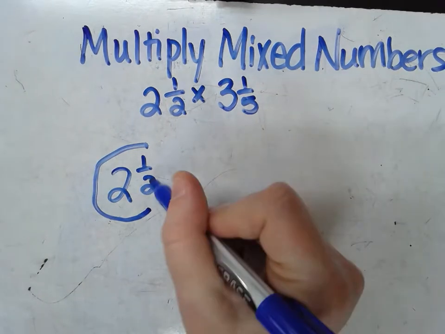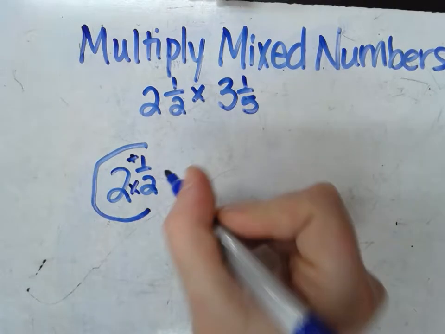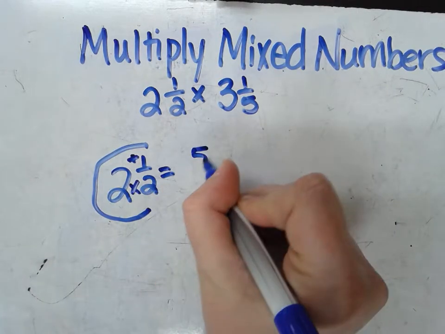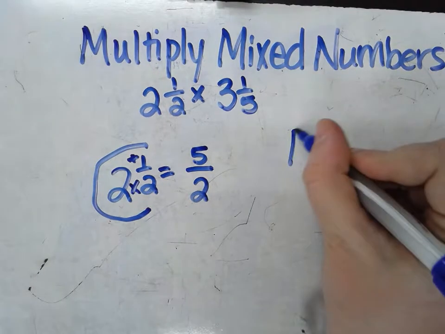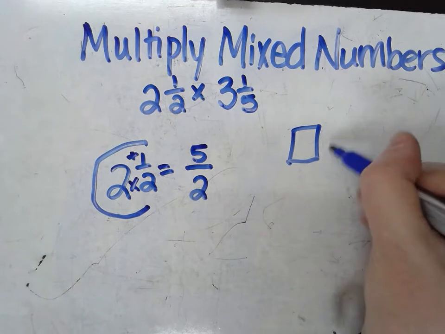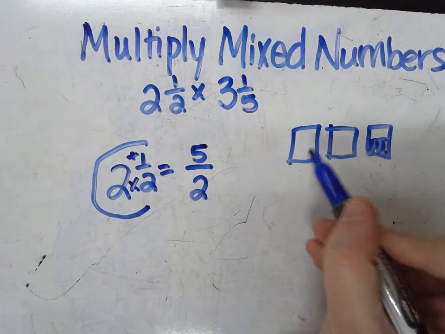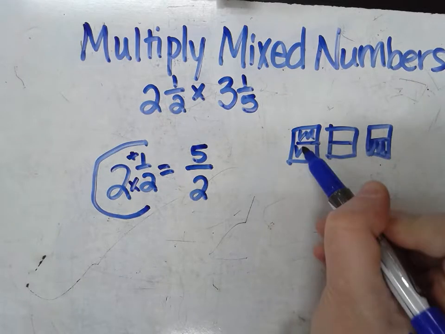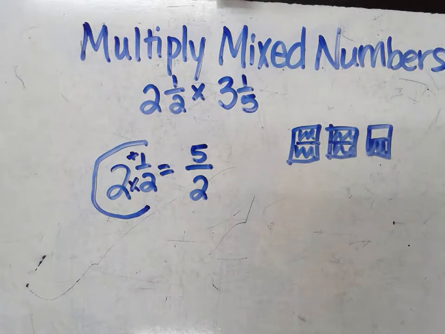We multiply the denominator by the whole number, 2 times 2, and then we add the numerator. So 2 times 2 is 4, plus 1 is 5, and the denominator stays the same. 2 1/2 equals 5 halves. And just to prove that to you, 2 1/2, if I cut each of these in half as well, I end up with 1, 2, 3, 4, 5 halves.